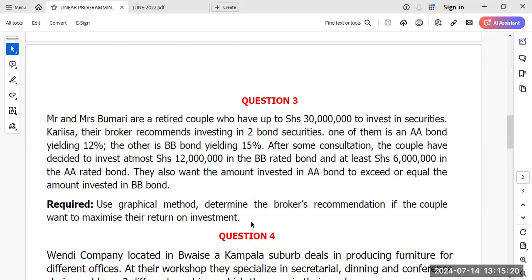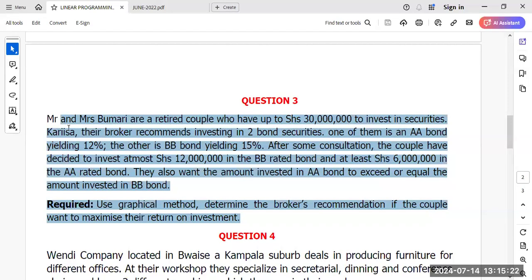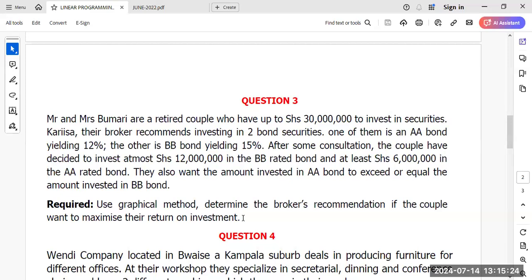But this question was taking around 12 marks. That's why I don't normally indicate marks here. The question is, can you formulate a linear programming model? Once you formulate it, then you can proceed to use the graphical method or the simplex method, depending on the question you're handling. So we start.